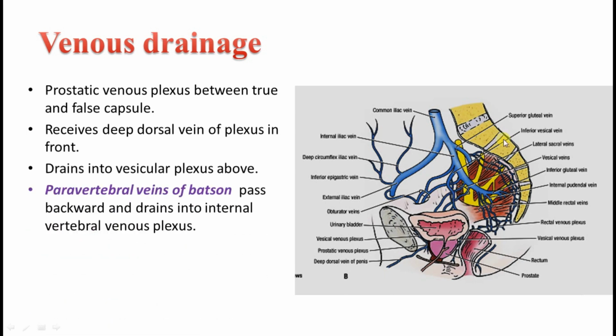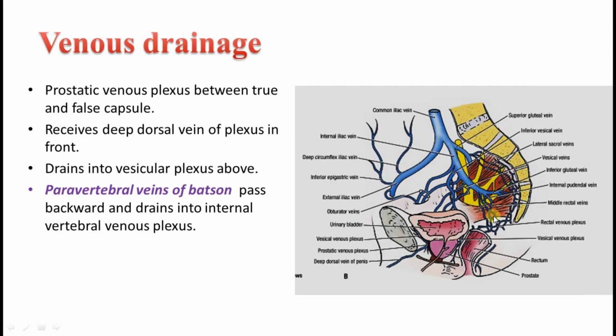Now, in front of the sacrum, you have the anterior sacral foramina, through which certain veins from the prostatic venous plexus communicate to the vertebral venous plexus, which is present inside the vertebral column, the internal vertebral venous plexus. So these veins which communicate the prostatic plexus and the internal vertebral venous plexus are called the paravertebral veins of Batson. They mainly pass through the posterior ligaments of the bladder.